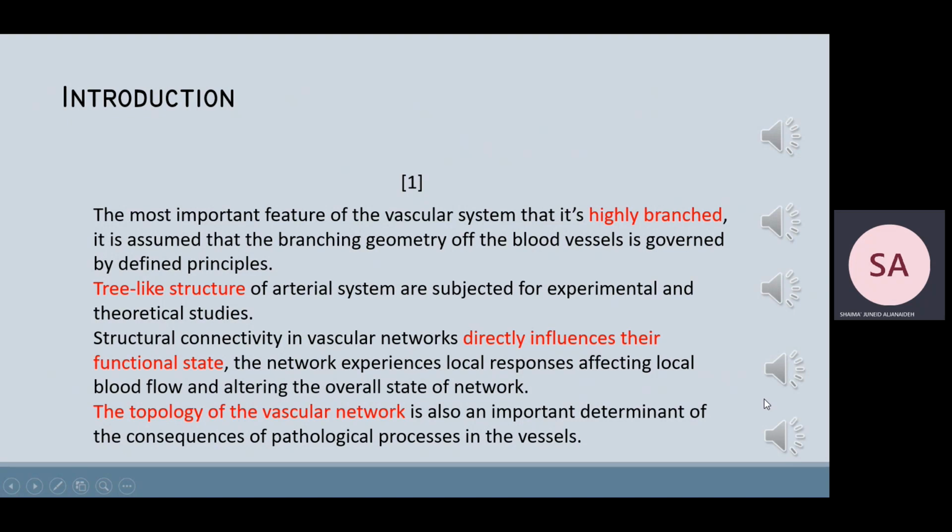The network experiences local responses affecting local blood flow and altering the overall state of the network. The topology of the vascular network is also an important determinant of the consequences of pathological processes in the vessels.